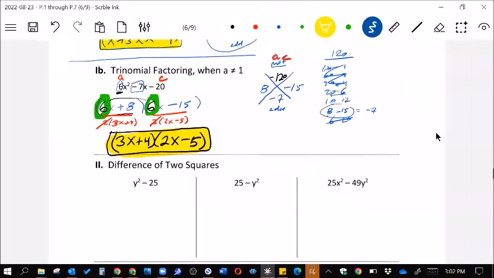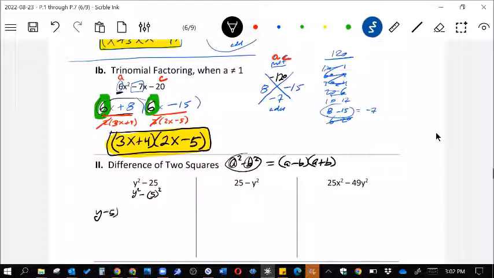Now let's take a look at the difference of two squares. This comes from a squared minus b squared is always the result of a minus b and a plus b. Always, every time. Therefore, your job is to determine what a is and what b is. So here, a is y, and b is 5. So what we have is a y and a 5. So that means it's y minus 5 and y plus 5, as long as one is minus and one is plus.